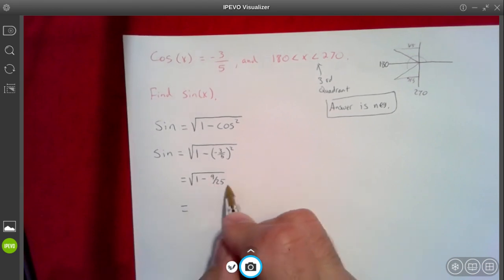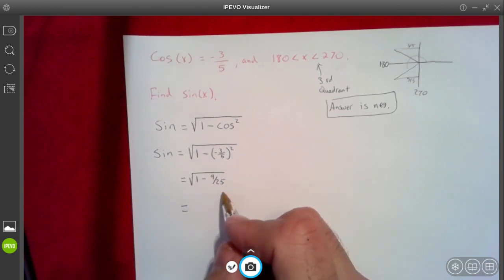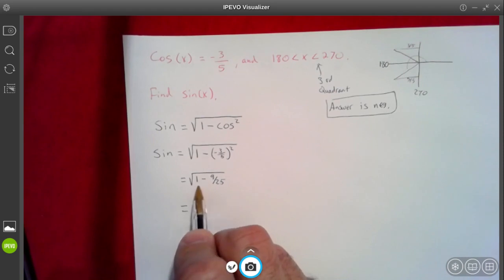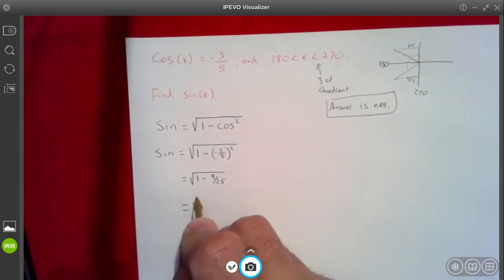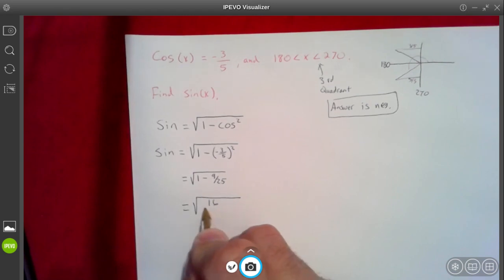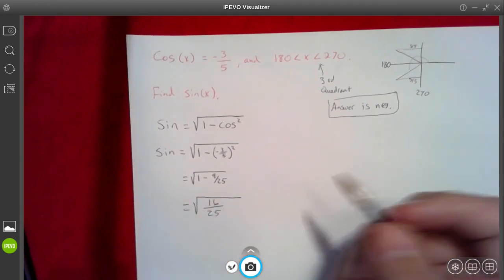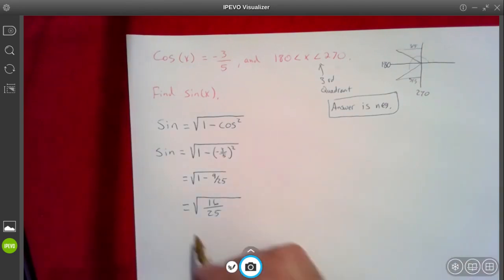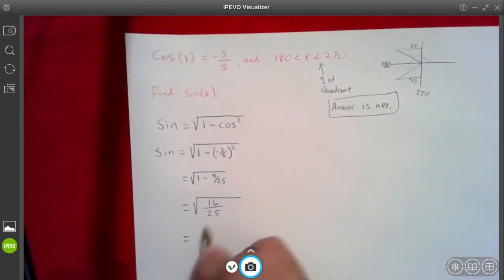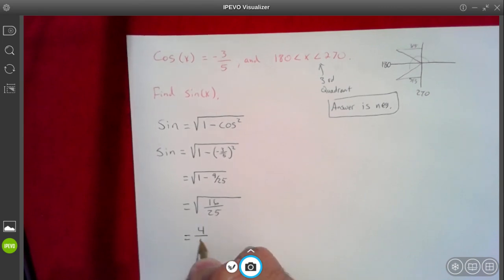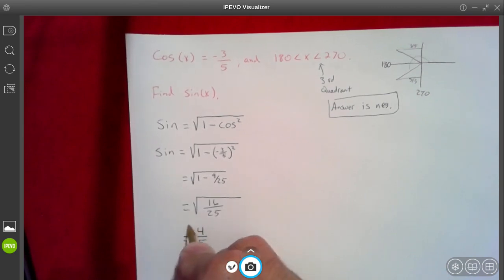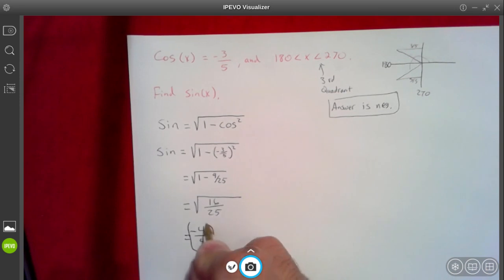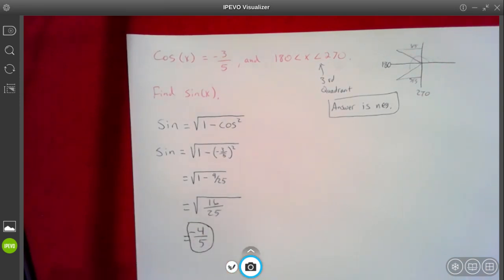So 1 minus 9/25, pretend that this 1 is 25 over 25. And so that's going to give us the square root of 16/25, which is like the square root of 16 over the square root of 25, which is going to become 4/5. Okay, and keep in mind the answer has to be negative. We knew that our answer had to be negative. So that's one way we could have come up with the answer.